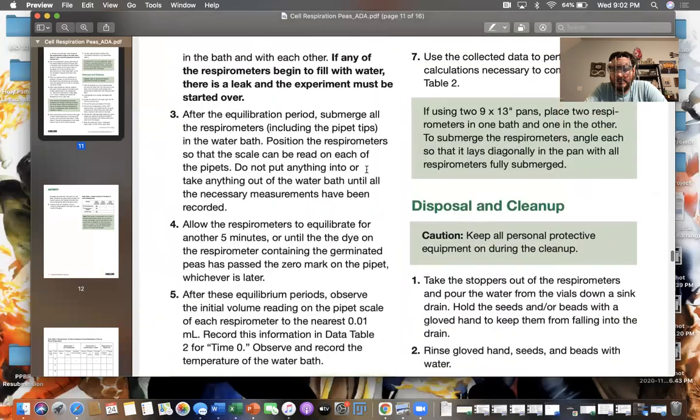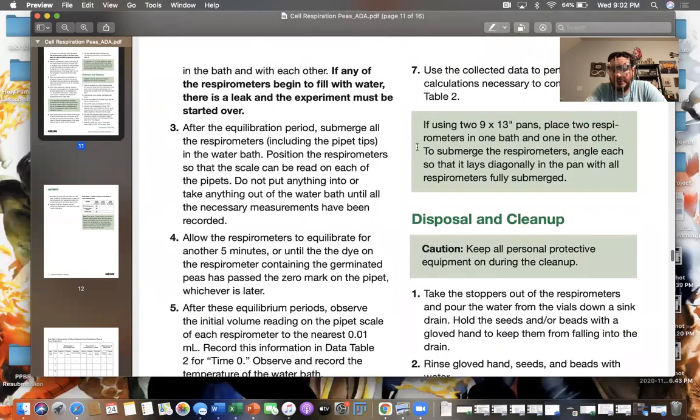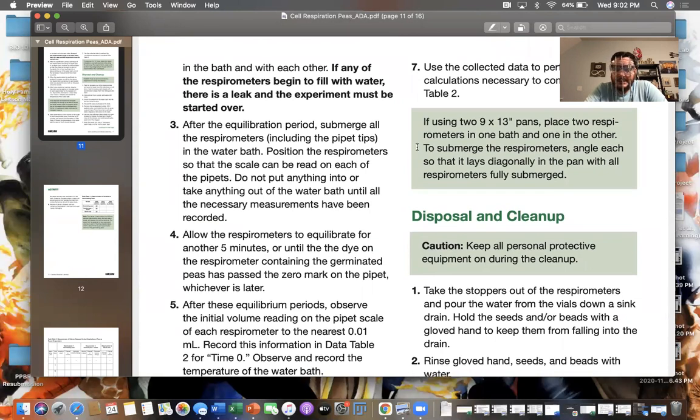All right. And yeah, so they have a little warning here. If using 2 9x13 pans, place 2 respirometers in one and one in the other, but make sure that the temperature is about the same. And that's why it's good to use one bigger pan if you have it. But yeah, so that's the lab.